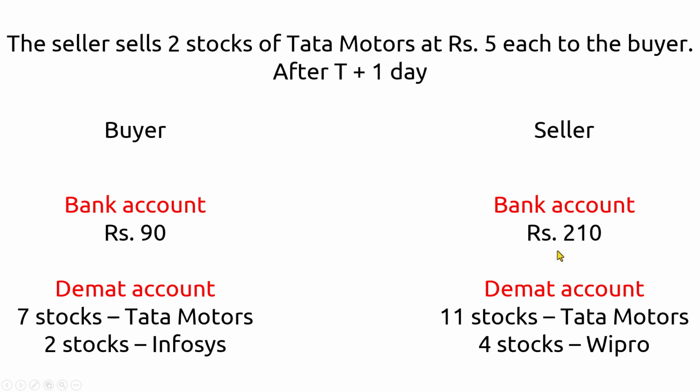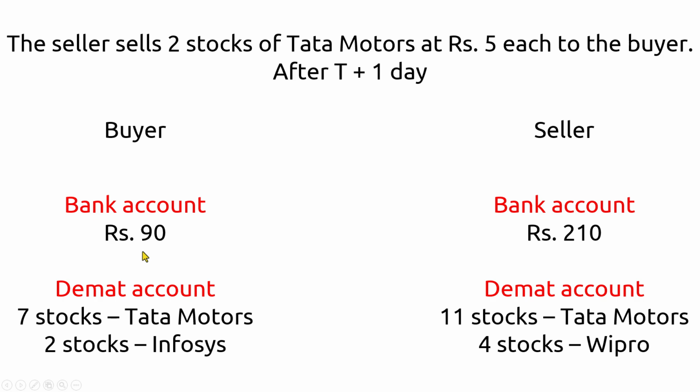The seller had 200 rupees previously and since he has sold 2 stocks worth 5 rupees each, he has 210 rupees now in his bank account. The buyer had 100 rupees in his account, but he gave 10 rupees to the seller to buy 2 stocks, and so now his account reflects 90 rupees.